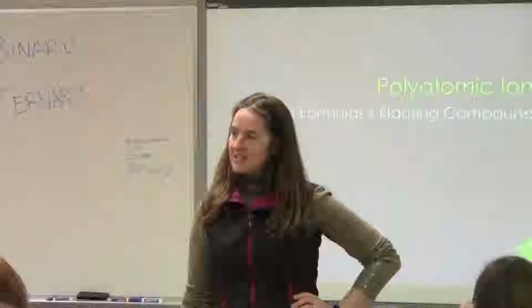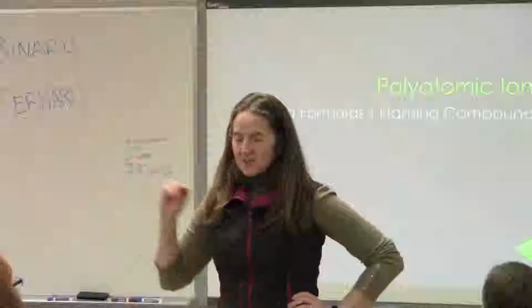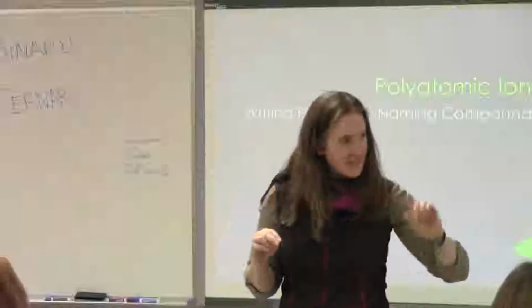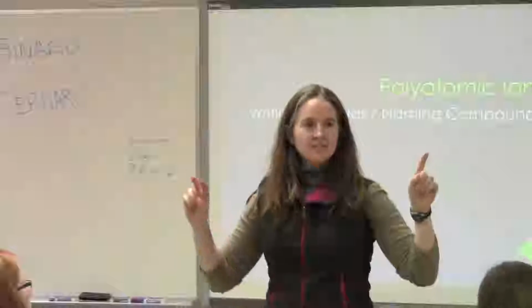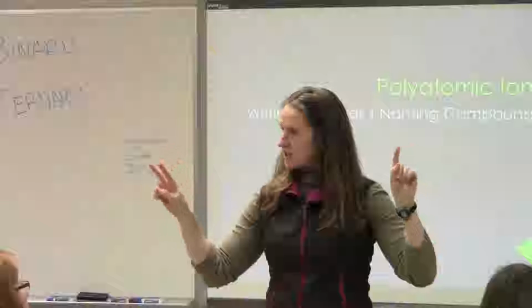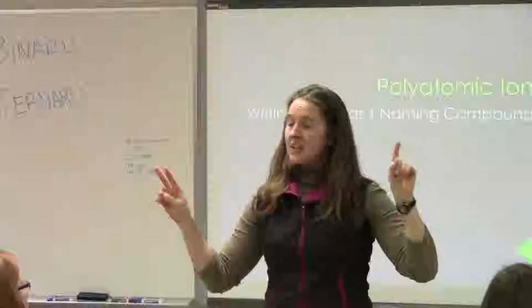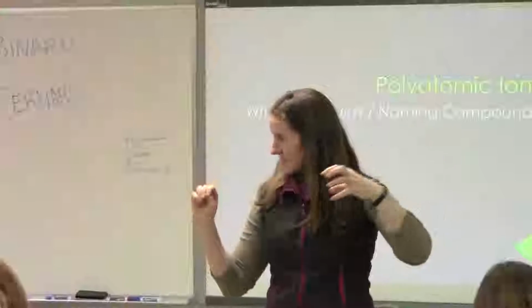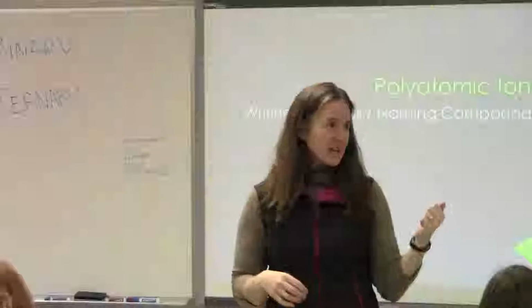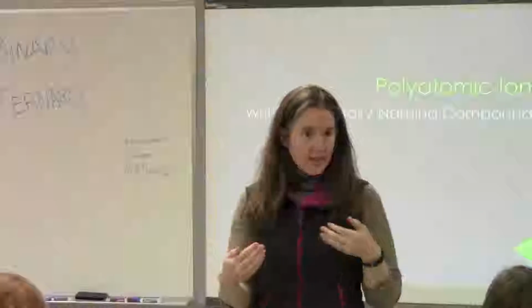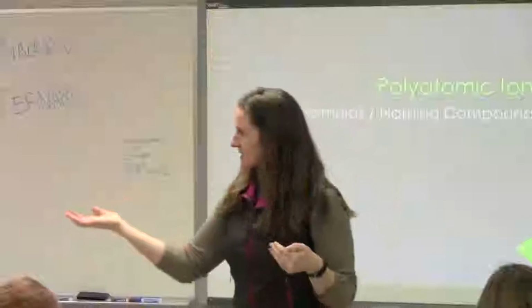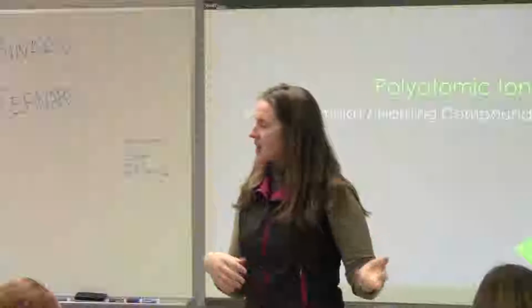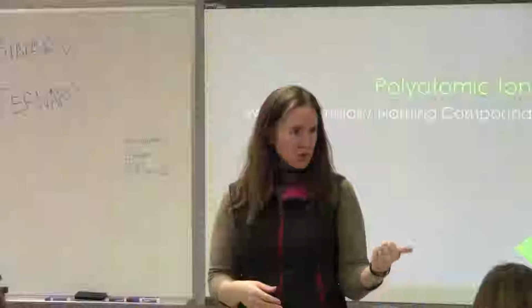Magnesium has what charge? Oh, +2. Chlorine has what charge? -1. How many would you need of each to balance them? You need 1 magnesium and 2 chlorine, MgCl2. You've got to get the charges to balance out, right? So whatever you have in positive, you would have to have the same charge in negative. So you need 1 magnesium, 2 chlorine.